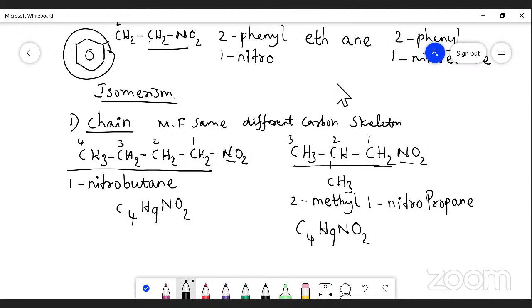That's why it is given the name of isomerism: chain isomerism. So what is chain isomerism? Same molecular formula, but different carbon skeleton. So that is given the name chain isomerism. Okay.